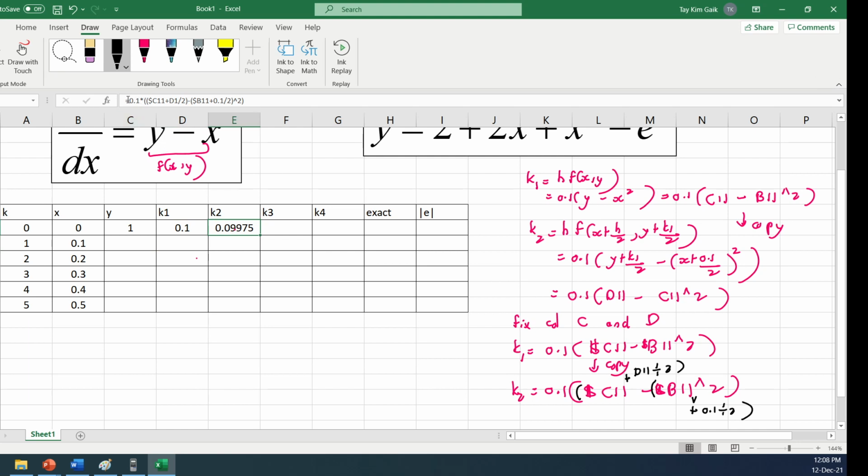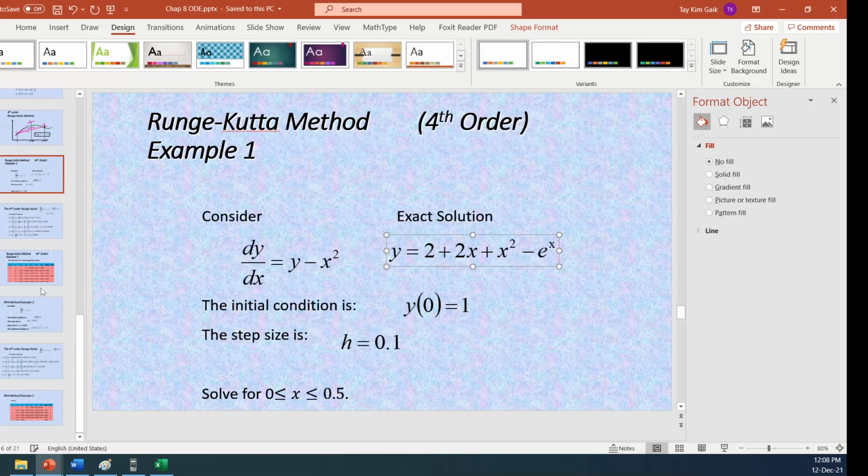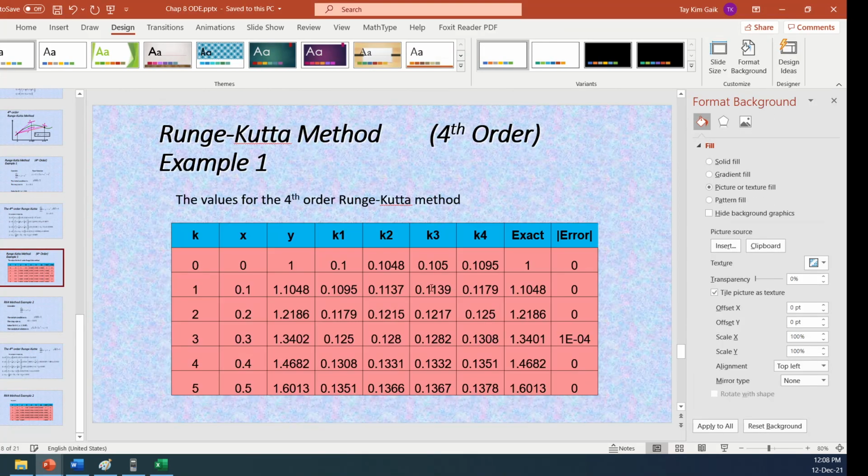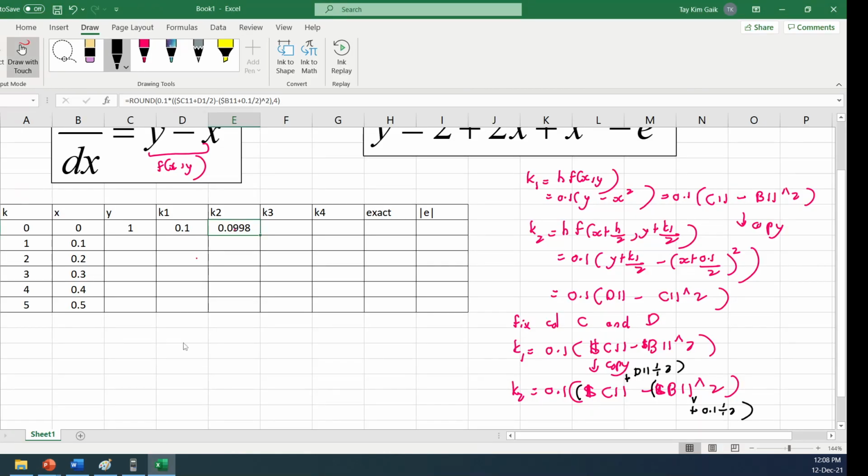Okay, and this one we round it to 4. So you get 0.0998. Check with this one. Wrong. 0.1048. Okay, let me check where is that.